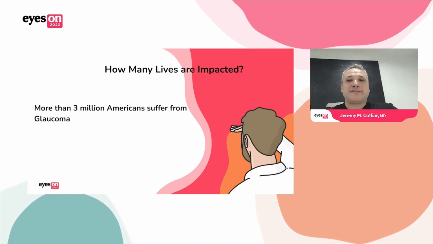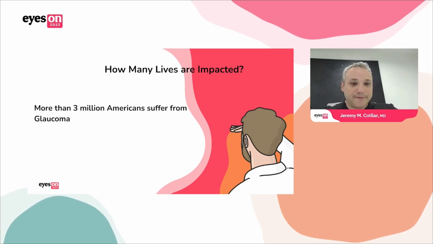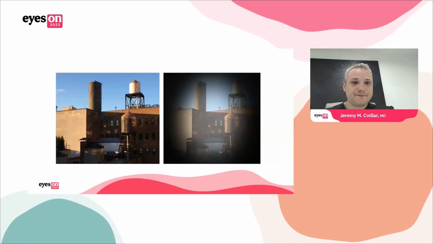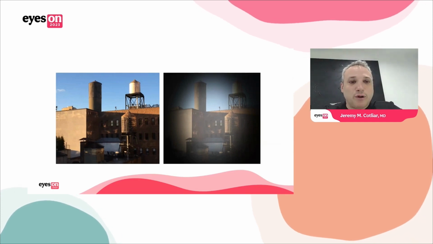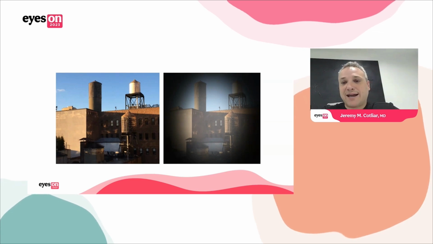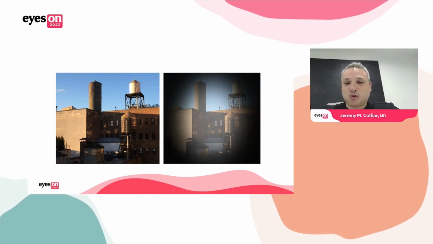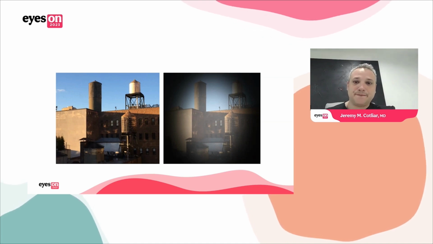So how many lives are impacted by glaucoma? More than 3 million Americans suffer from glaucoma. Here's just a little picture. On the left is perfectly normal vision. And then on the right side, you start to look through a central vision with loss of peripheral vision, which is typical of glaucoma.